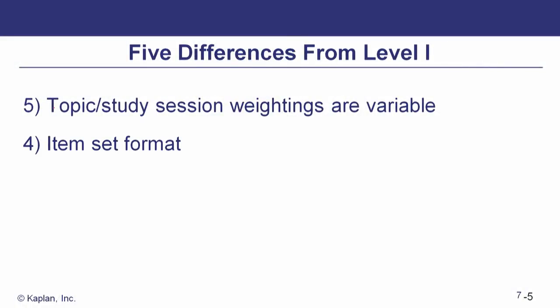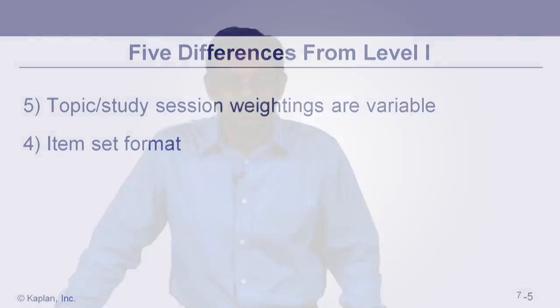The fourth difference is the item set format. So questions are no longer individual questions, rather they are all based on a single vignette. That allows the exam writer to give you a lot of red herring, a lot of extraneous information, so that they can look at your analytical skill, whether you are able to parse through irrelevant information or not.